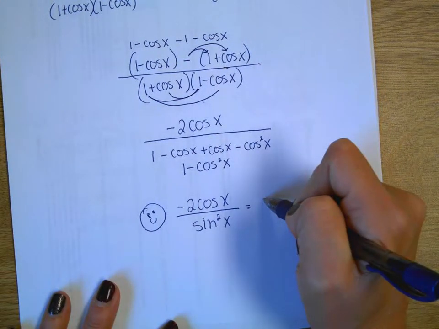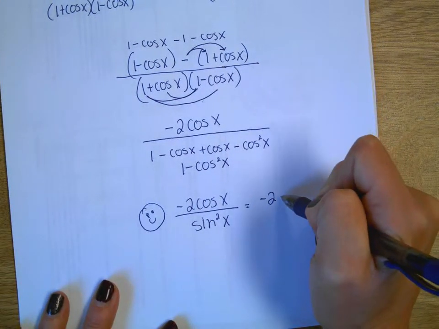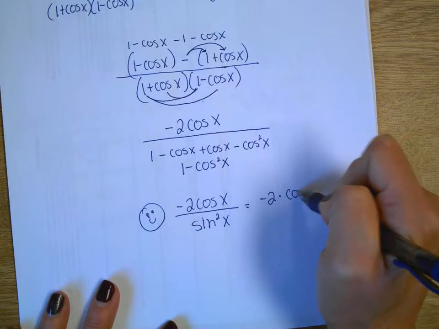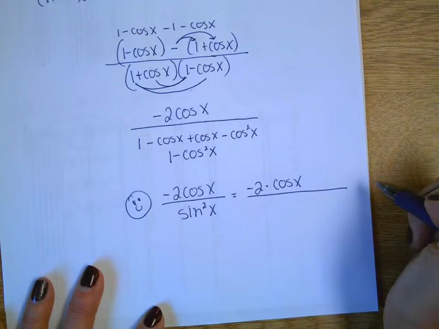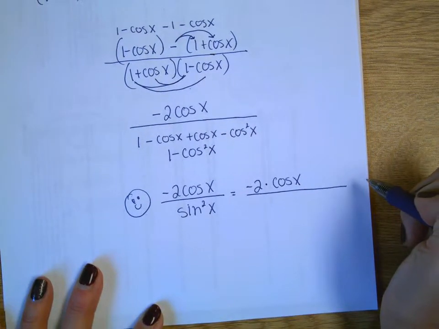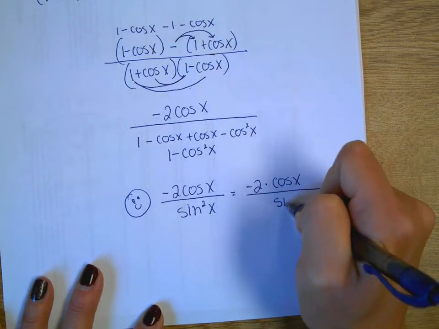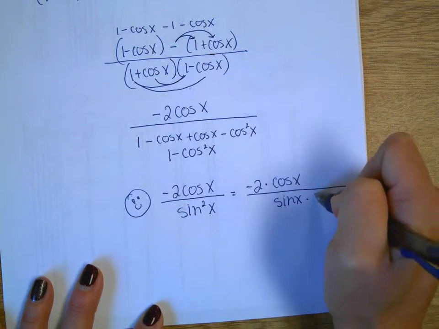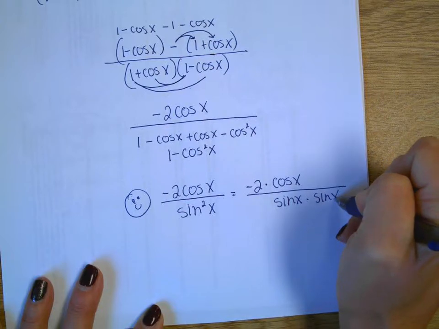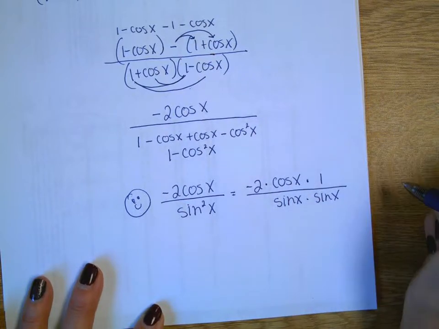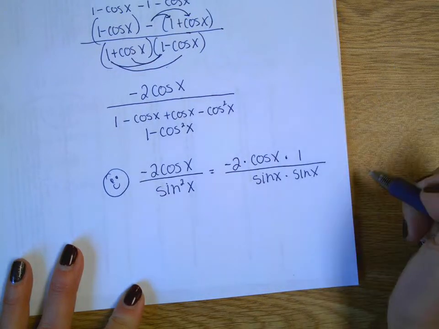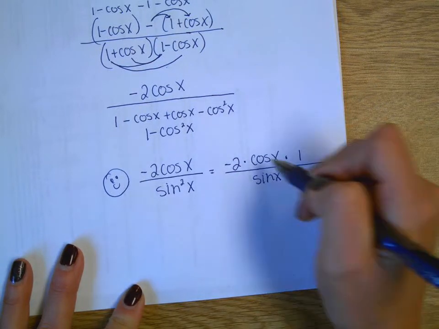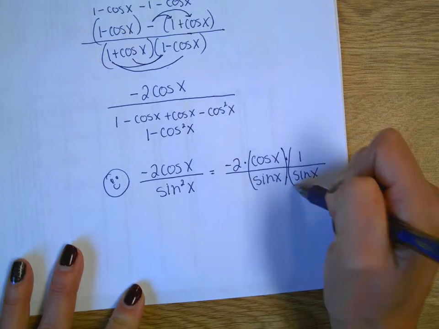So it would be negative 2 times cosine x. How can I break apart sine squared? Sine times sine. Sine x times sine x. Is it okay if I put a 1 times 1 up on the top? I'm not changing anything. Why did you just multiply by one? Because I want a fraction. I want this fraction and I want this fraction.